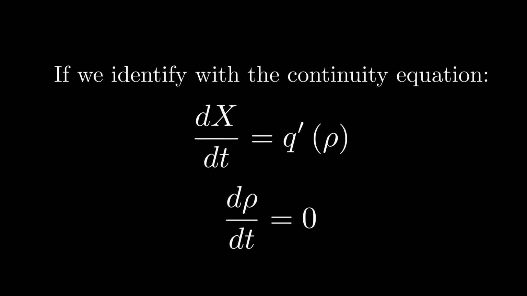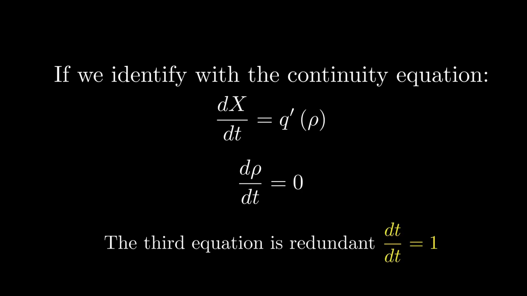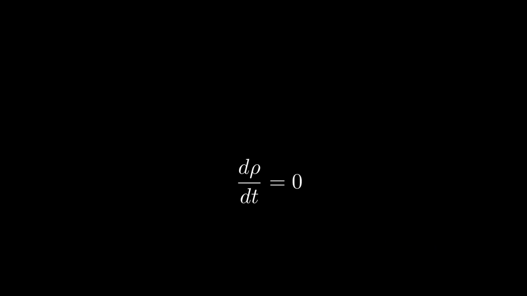But didn't our system earlier have three equations? Well, we only get two equations because we chose the characteristic curves' parameter to be time itself, so the third equation is just dt over dt, which is redundant. But this isn't a big problem. This will not have a big effect on our study.